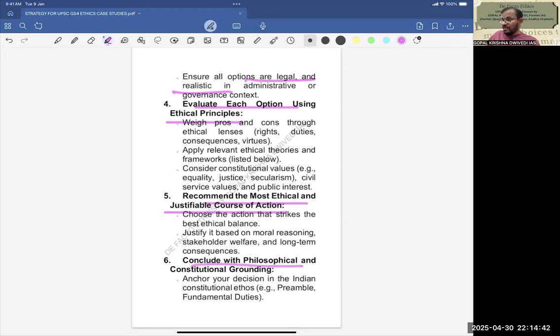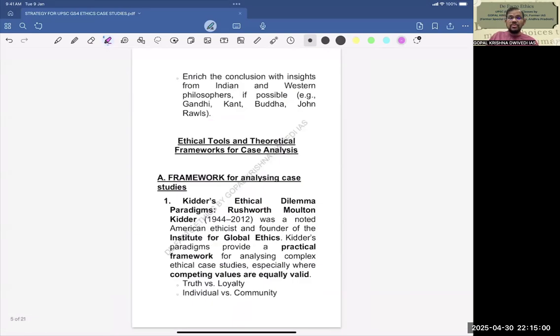Then we can conclude with philosophical and constitutional grounding. We have to also use the Constitution, particularly the Constitution of India, because a lot of constitutional values are mentioned in the preamble, as well as fundamental rights, as well as directive principles of state policy. All those things also we need to mention properly. Along with that, we should also mention various philosophers or ethical theorists from India as well as from the Western world. For example, Gandhi, Kant, Buddha, John Rawls, etc., to name a few. There are several others also.